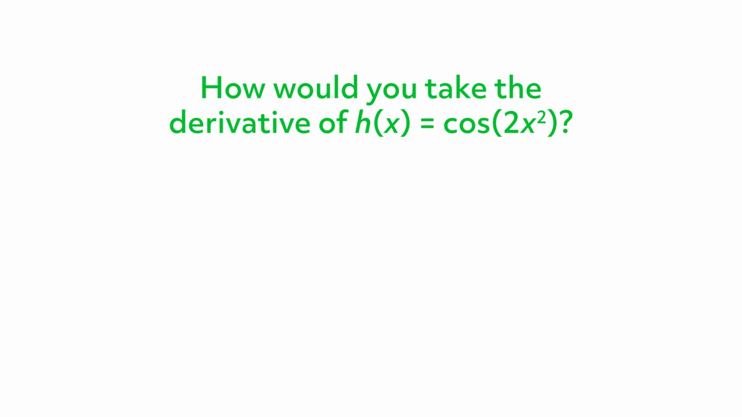Do you remember what it is? The derivative of cosine is negative sine, so we are going to write h prime of x is equal to negative sine of 2x squared, and then multiply this by the derivative of 2x squared, which is 4x. Not so bad, right? Chain rule problems involving trig functions are very similar to the chain rule problems you've already encountered. Let's work an example involving one of the inverse trig functions now.